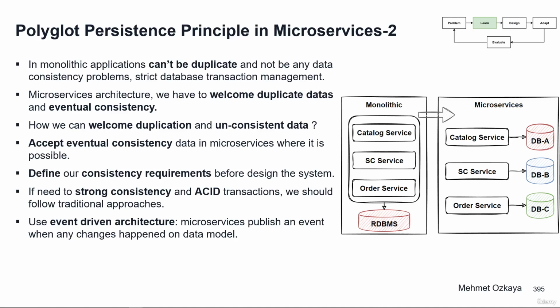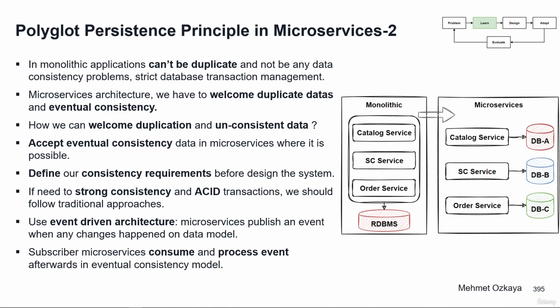Another way to welcome this is using an event-driven architecture style. With event-driven architecture, microservices publish an event when any change happens on the data model, so the subscriber microservice consumes and processes events afterwards in an eventual consistency model. For example, a consumer microservice can subscribe to events in order to create a materialized view database that is more suitable for querying data. We will learn these concepts in the upcoming sections.